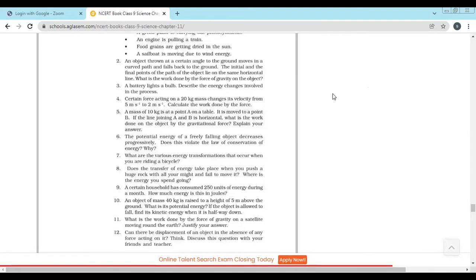Fourth question we have already done. Now let's do question number 5. If a mass of 10 kg is at a point A on the table, for example here A point, it is moved to a point B. Now we are moving this horizontally. If line joining A and B is horizontal, what is the work done on the object?